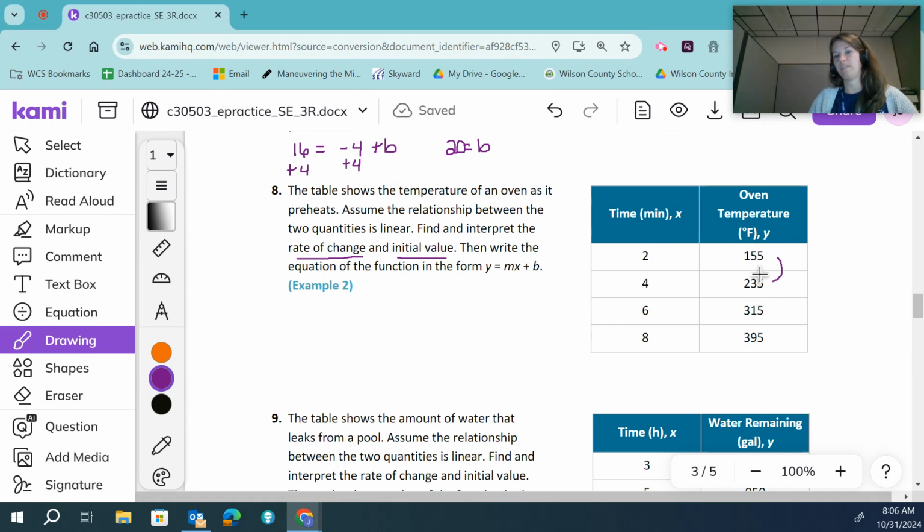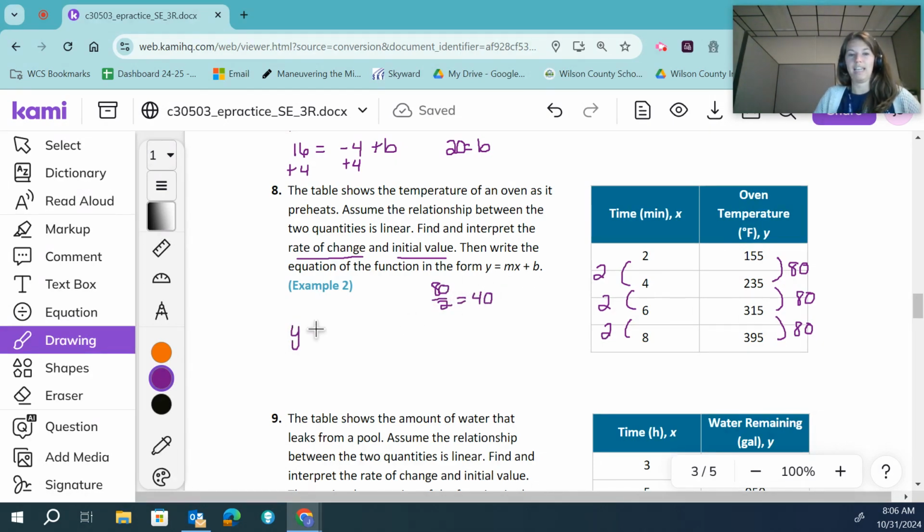So from 155 to 235, we're going up 80, so this is positive. And up 2 on this side, 80 again here, 2, 80, and 2. Now this simplifies. My slope is going to be 80 over 2, which is 40. So I have y equals 40x plus b.